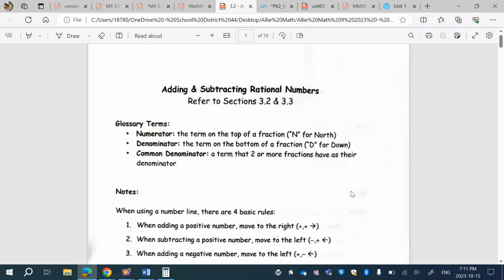First, a bit of review. We need to remember we're talking about rational numbers, so we're dealing quite a lot with fractions and we'll be dealing with some decimals. So for fractions, it's important to remember our numerator, denominator, and what a common denominator is.